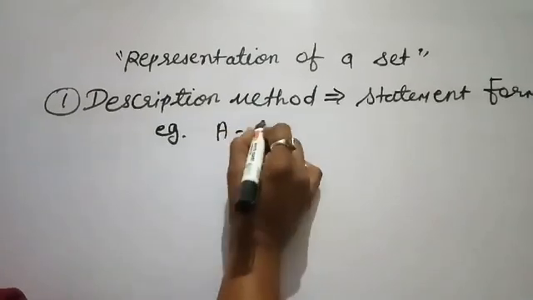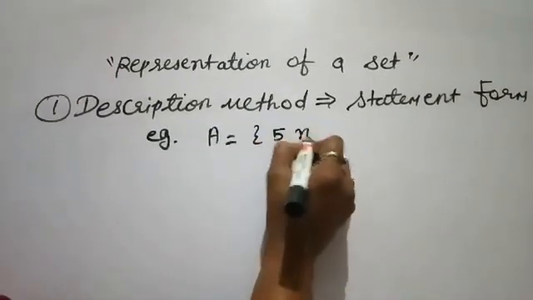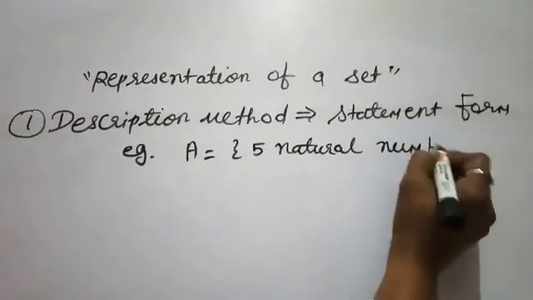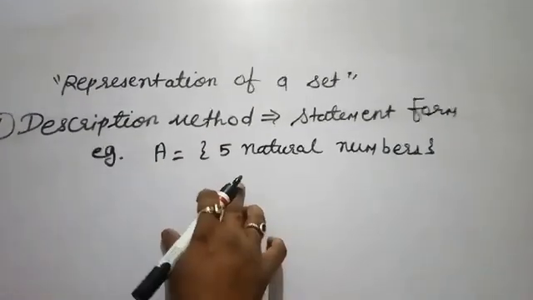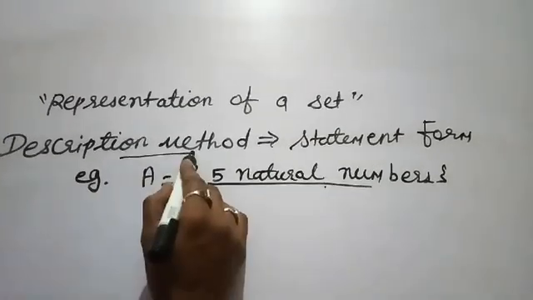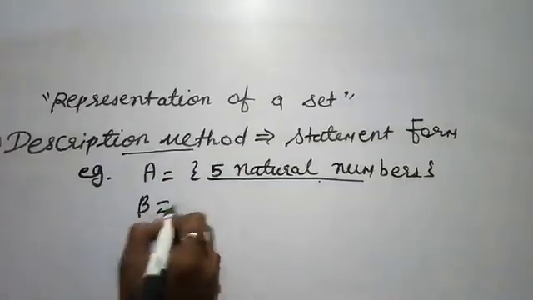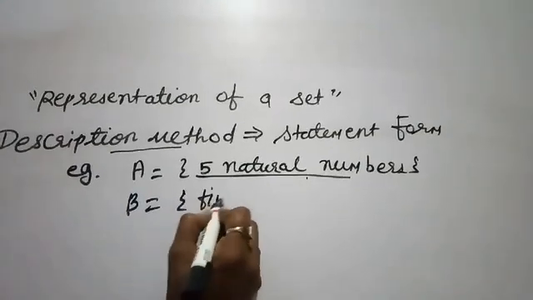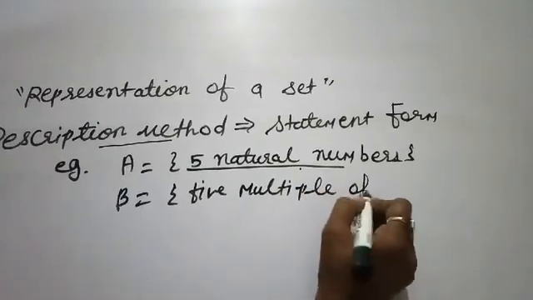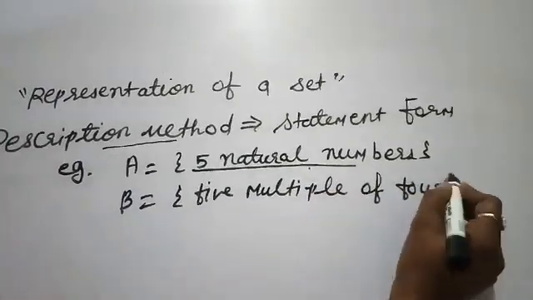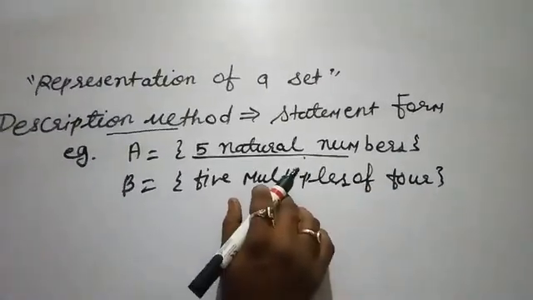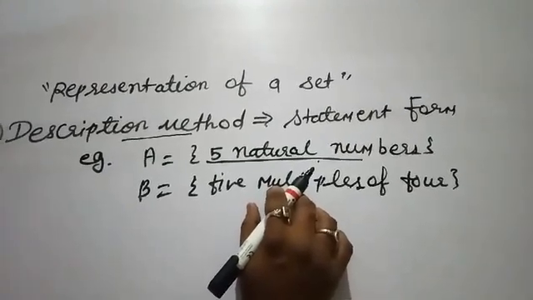Set A is 5 natural numbers. This is a set and it is written in a statement form. So this is called the description method. One more we can say, yes, here 5 multiples of 4. It means here we can write down only 5 multiples of 4. This is also a description method of representing a set.